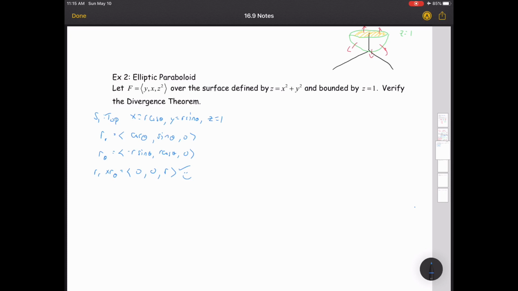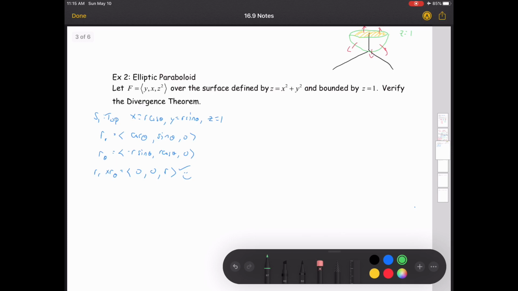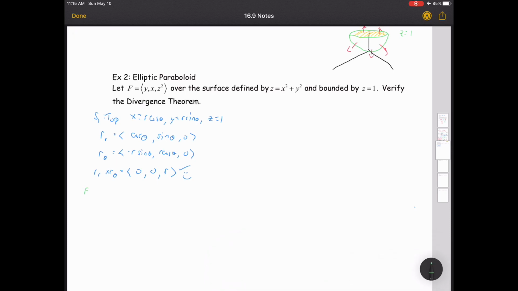Now when we go to parameterize the force, and this is not something that we would normally do, we parameterize the force because we know we're going to have to dot these two things. I don't really care what this one is, and I don't really care what this one is, because they're going to get dotted with 0. I do, however, care what the last one is, so I do have to parameterize z squared, but z itself is 1, so z squared is 1.